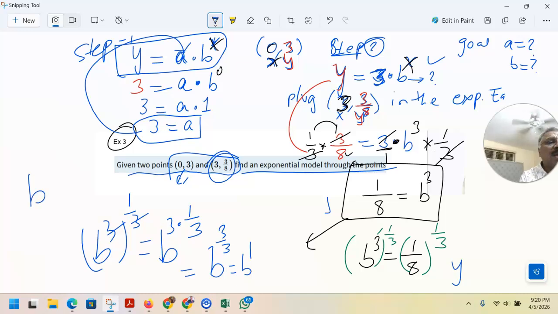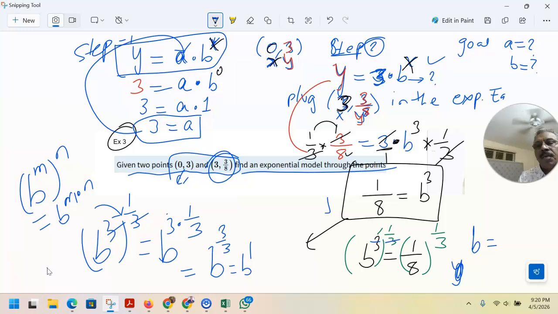This is because of the laws of exponents: if you have b raised to m, raised to n, this is b raised to m times n. And that's what I did here. So whatever that number, you just multiply. So this crosses out 3, 3, and you get b equals 1/8 raised to 1/3.